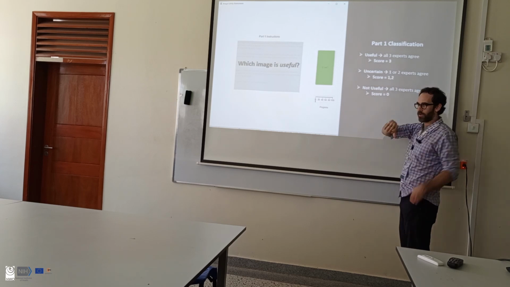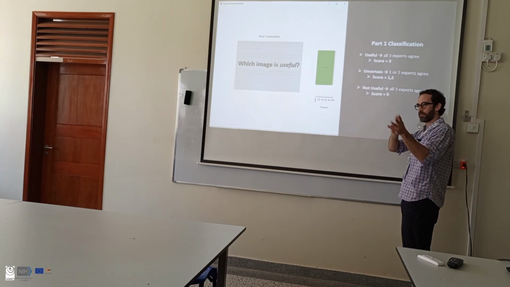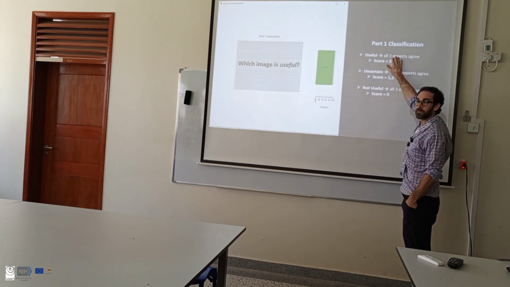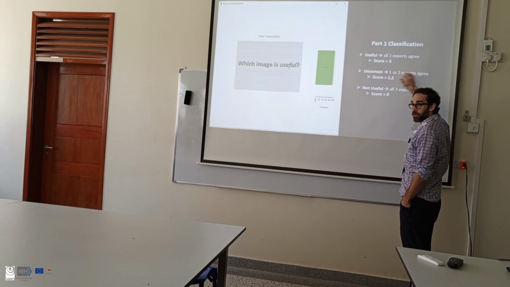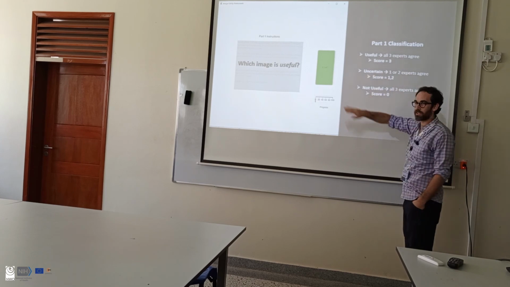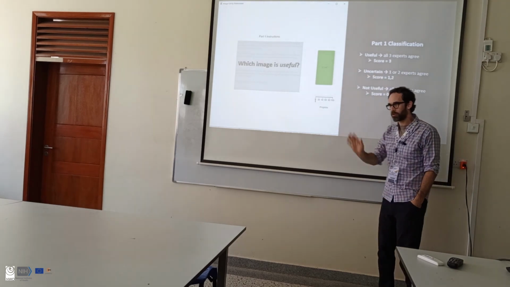So you can think of this as my little plane of good, uncertain, bad. This would be the green, the good. This is kind of the uncertain region where not everybody agreed, and this is the bad, where everybody thought, no, we can't use that image.